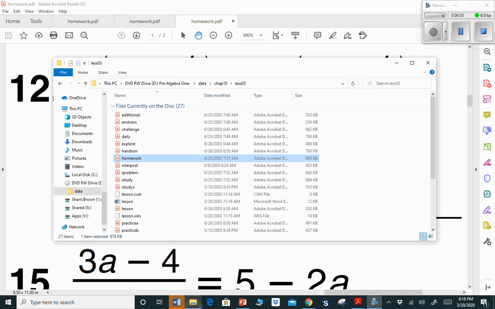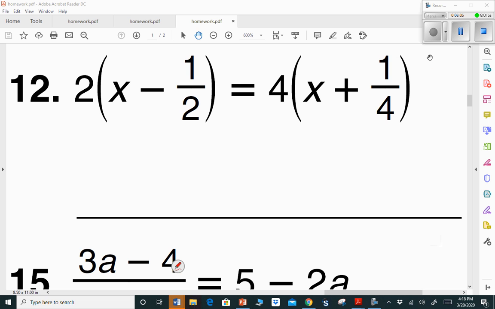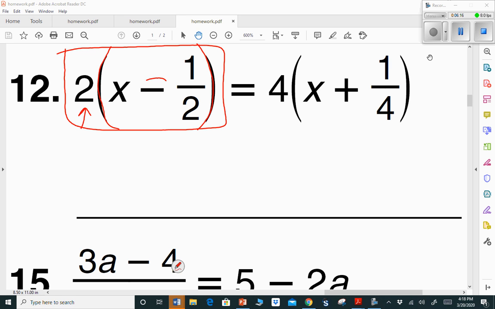Let's take care of the distributive property over here first. Do you recognize it? A number multiplied by a quantity in parentheses with at least two terms, and they're separated by addition or subtraction.